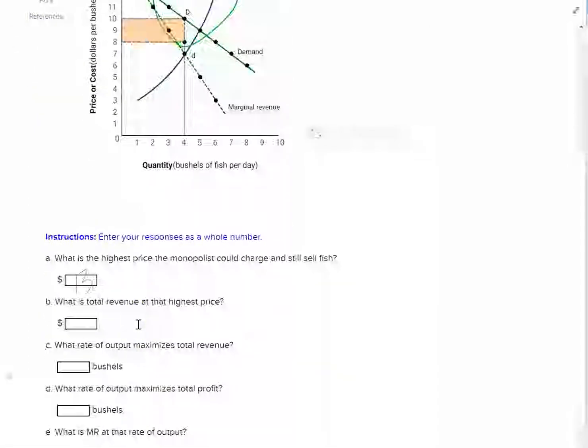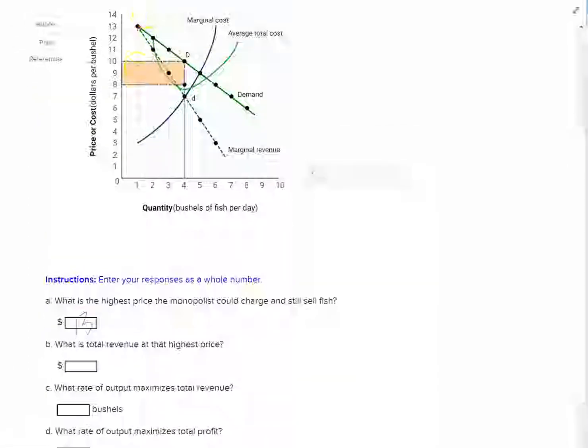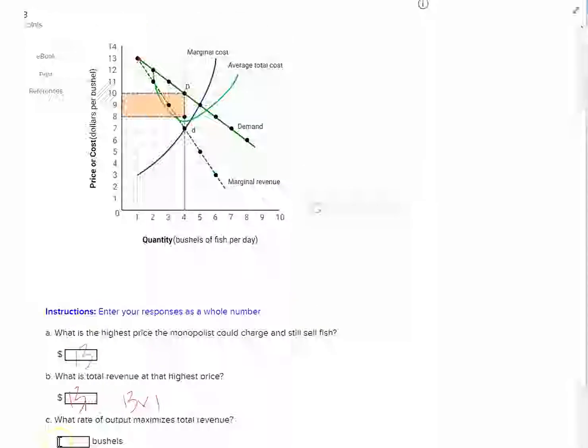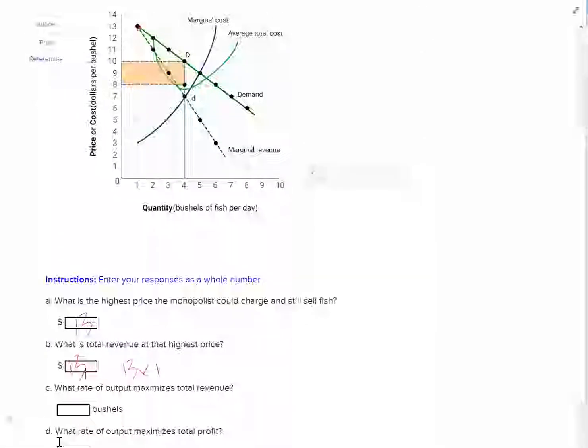What is the total revenue at that highest price? Well, I'm going to sell 1 bushel at $13, so it's going to be 13 times 1, or $13 in revenue. What rate of output maximizes total revenue? Now, this is a little bit different. Total revenue is maximized where the marginal revenue is greater than 0.